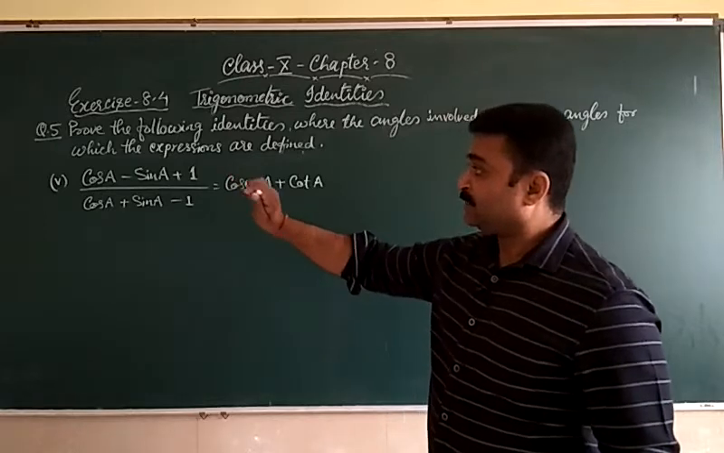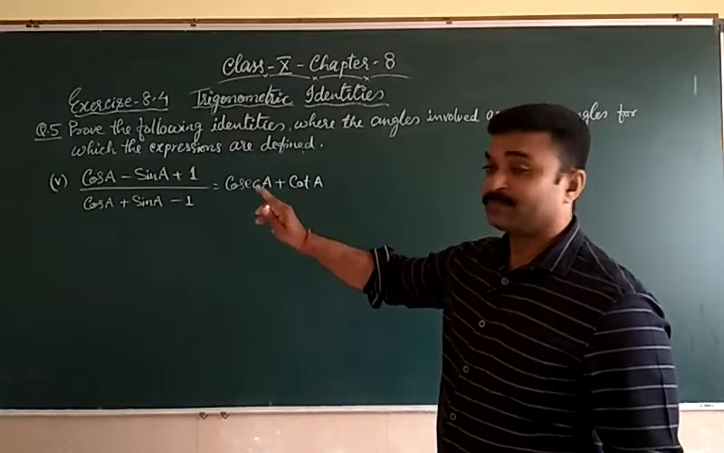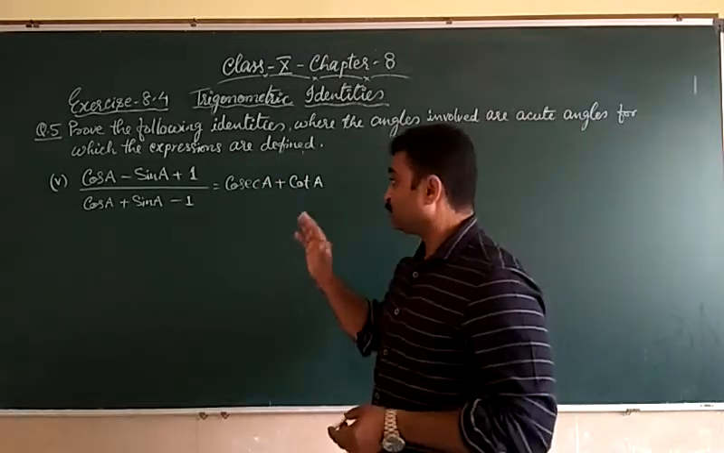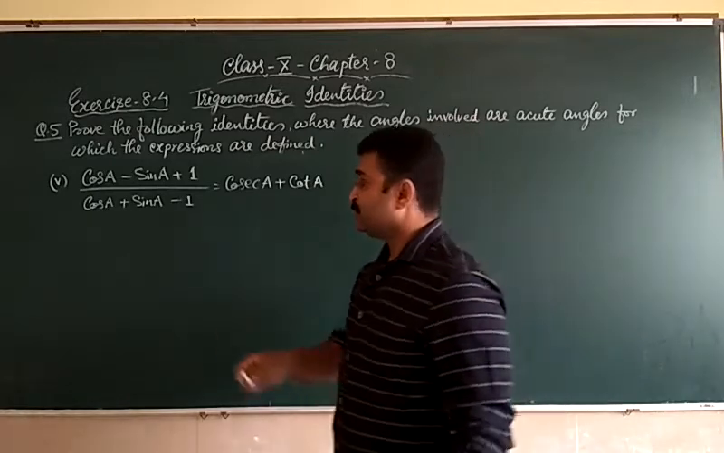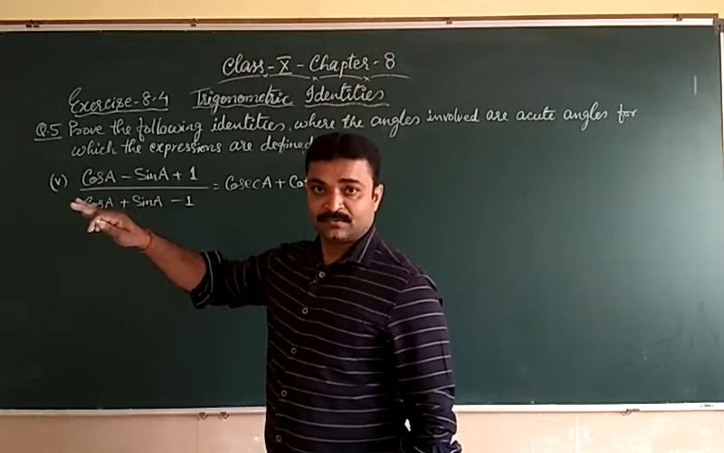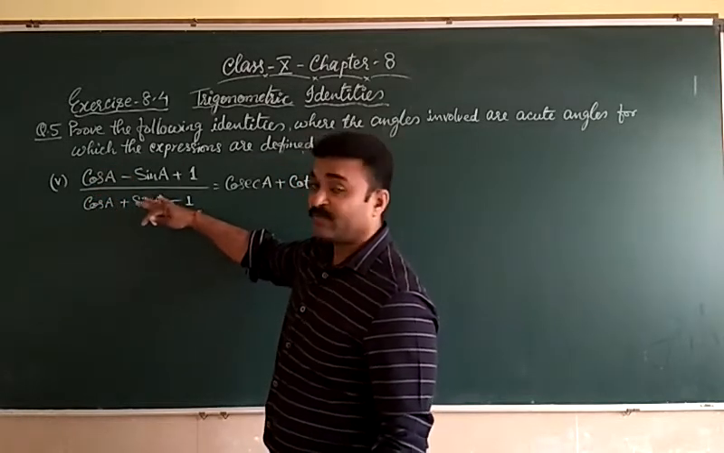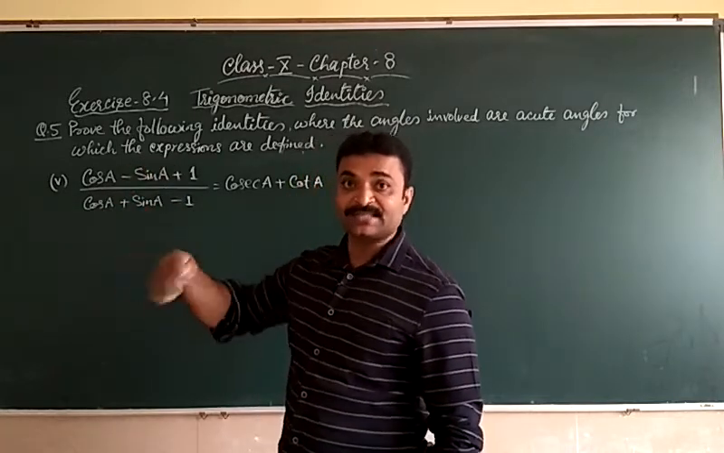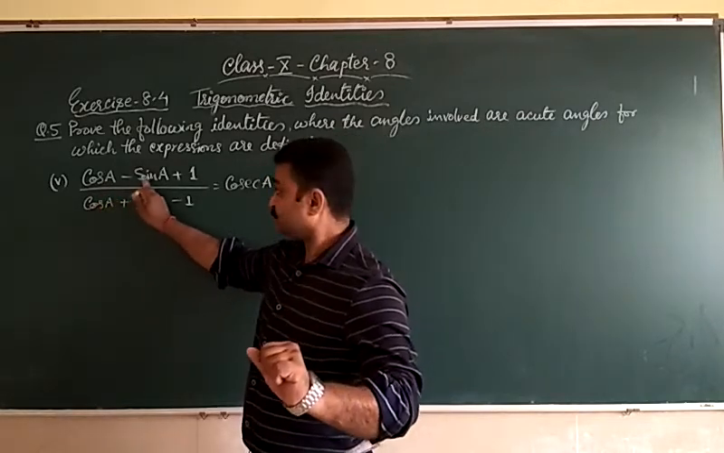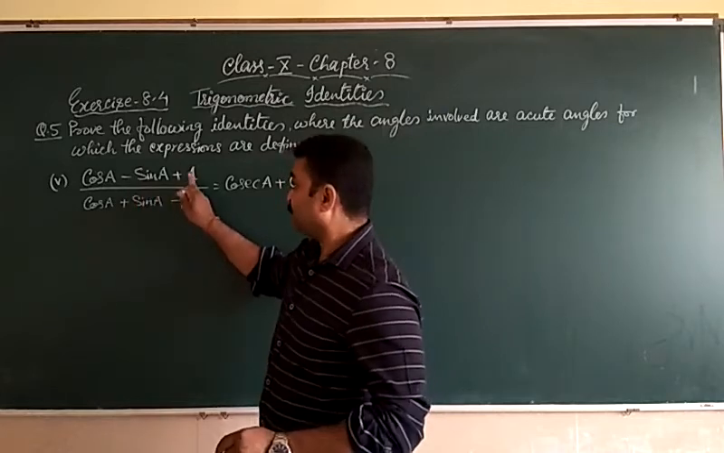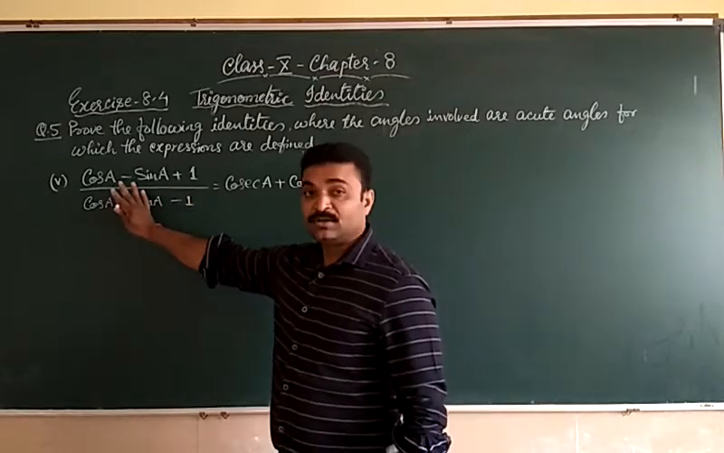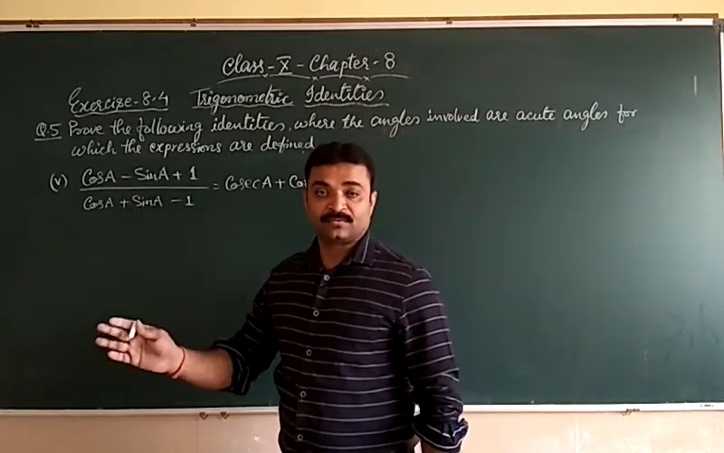Here, in the left hand side we have cos A minus sin A plus 1 and cos A plus sin A minus 1. So we have to convert it into cosec and cot. How do we convert? If we divide numerator and denominator by sin A, what will happen? Cos A upon sin A is cot A, sin A upon sin A is 1, and 1 upon sin A is cosec A. That means we will convert this expression into cosec and cot.